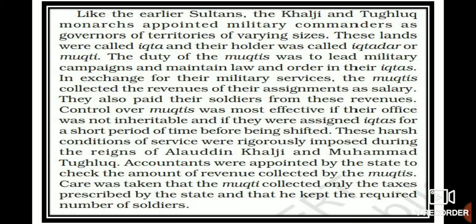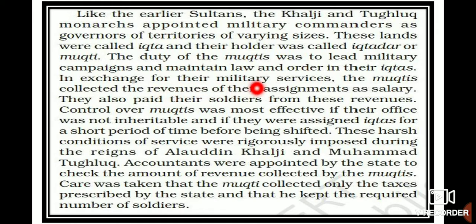And that land was called Iqta, and the owner of the land was Iqtadar or Mukti. Now, what is the duty of the Mukti? The duty of the Mukti was to lead military campaigns and maintain law and order in their Iqtas. What was their duty? To lead military campaigns and maintain law and order.